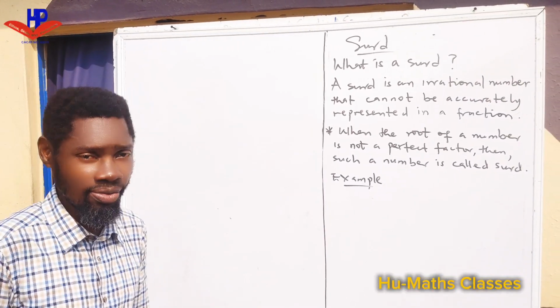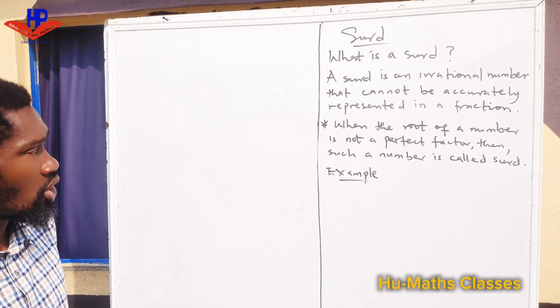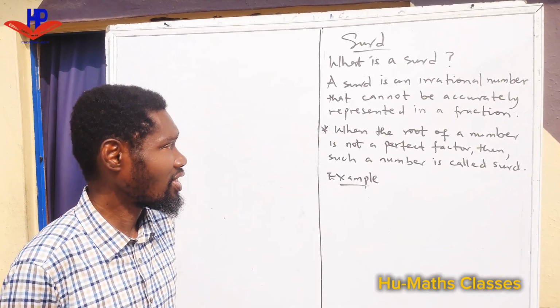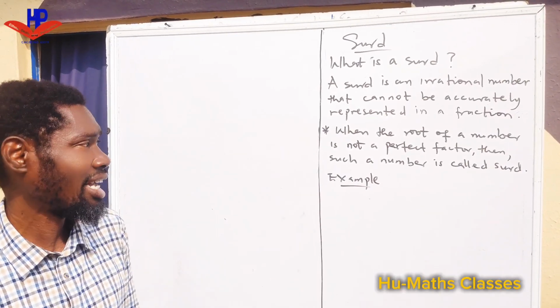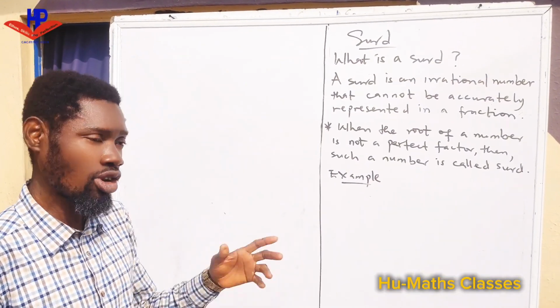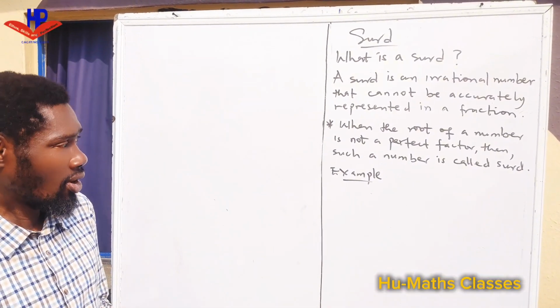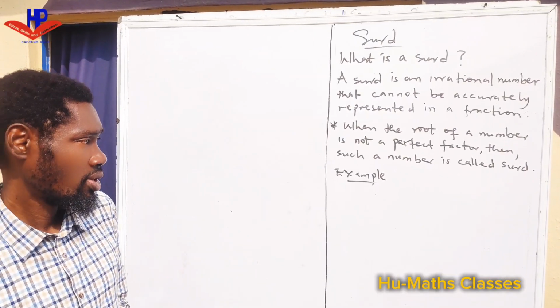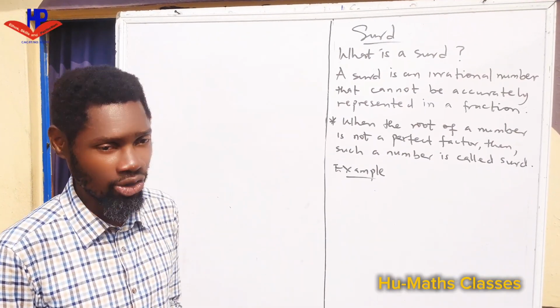Let's look at sod. What is a sod? On the board we have: a sod is an irrational number that cannot be accurately represented as a fraction. That's one part of it. Or any number that has no perfect root. Such a number could be called a sod.